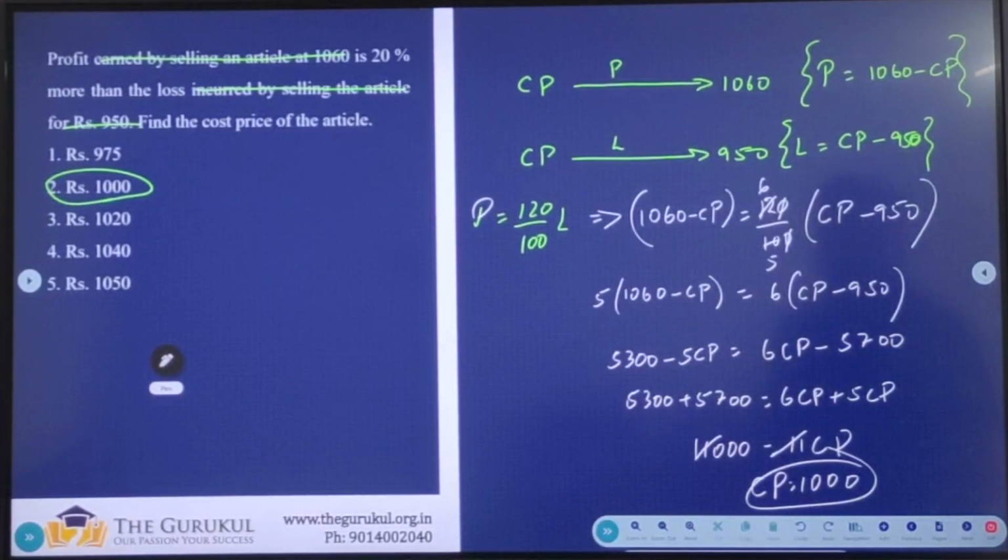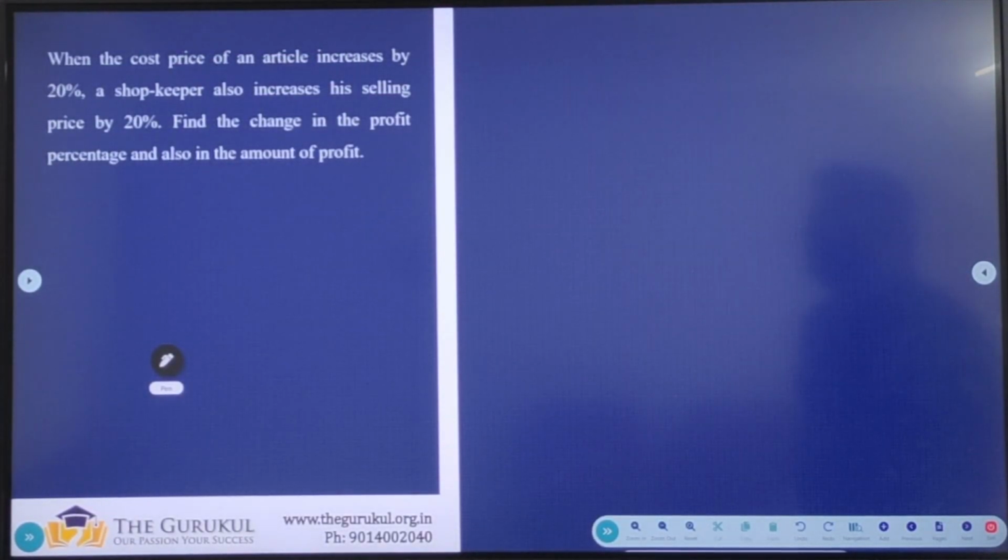Clear? Next one. See, I already told you in percentage also, don't overcomplicate the question. Just read it slowly. Write everything on the paper. You will only understand what you want to do.